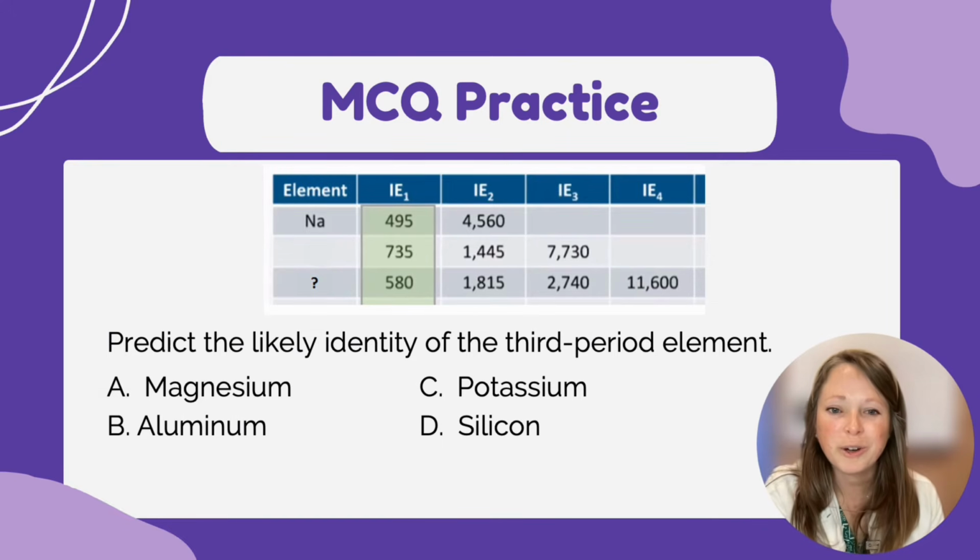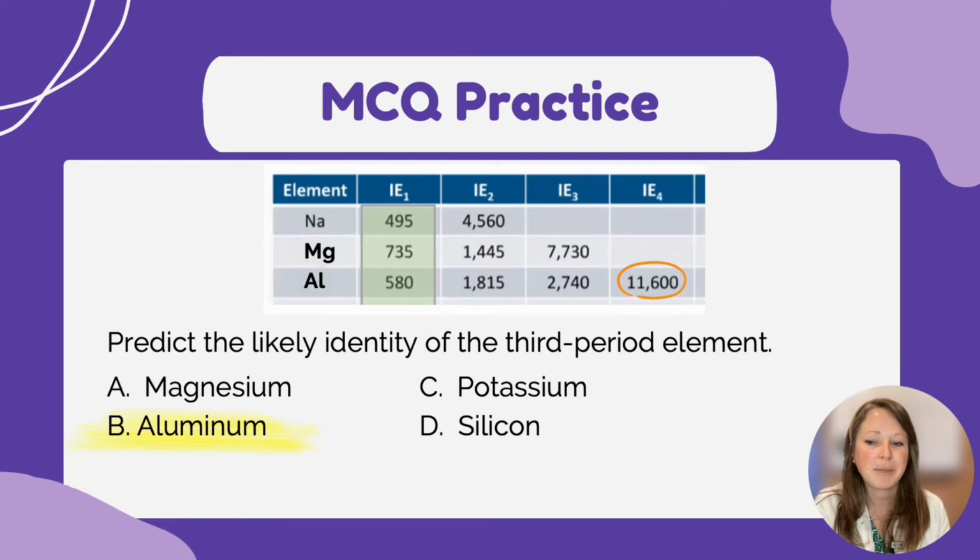Okay, and what you should notice is this massive jump between ionization energy 3 and 4. What does that mean? That means we've switched from the valence or outer shell electrons into the inner or core electrons. Those are going to be a lot closer to the nucleus. They're going to experience stronger coulombic attraction. Therefore, they're going to be harder to remove, and it's going to involve a much higher ionization energy. That's how you're going to predict the identity of this as aluminum.